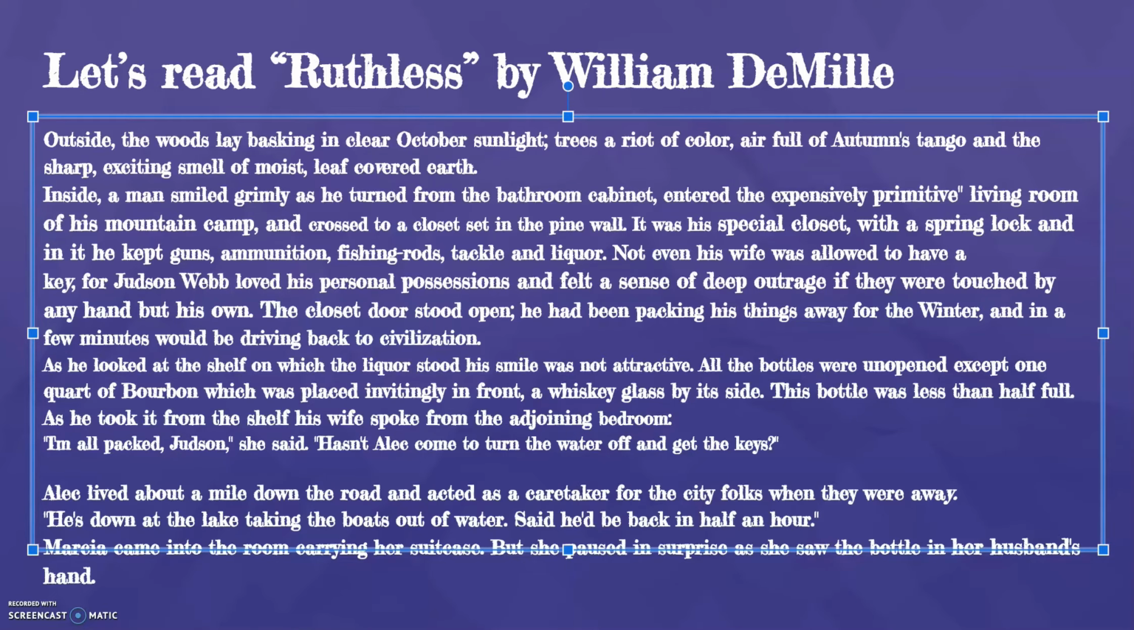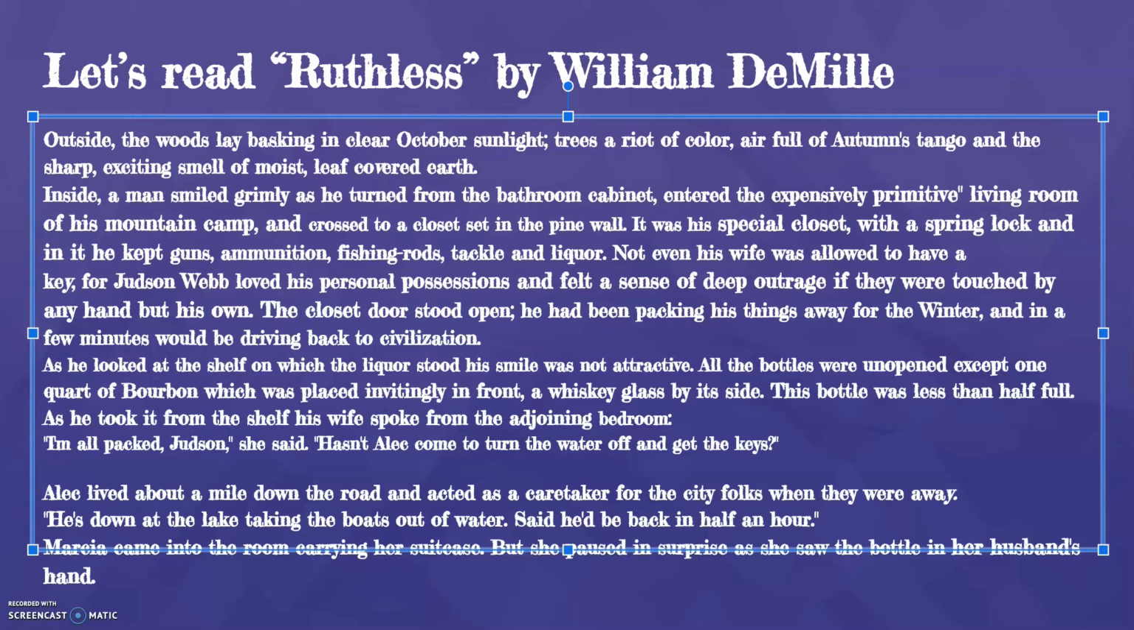Outside, the woods lay basking in clear October sunlight, trees a riot of color, air full of autumn's tang, and the sharp, exciting smell of moist, leaf-covered earth. Inside, a man smiled grimly as he turned from the bathroom cabinet, entered the expensively primitive living room of his mountain camp, and crossed to a closet set in the pine wall. It was his special closet, with a spring lock, and in it he kept guns, ammunition, fishing rods, tackle, and liquor. Not even his wife was allowed to have a key, for Judson Webb loved his personal possessions and felt a sense of deep outrage if they were touched by any hand but his own.